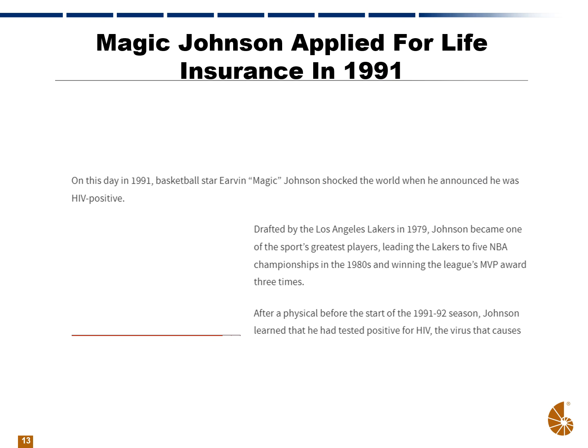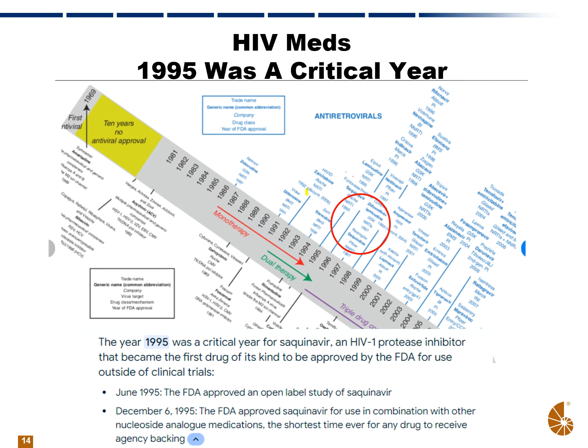Magic Johnson applied for life insurance in 1991. It was found to be positive. It kind of brought attention to the whole HIV era. Luckily, he has survived because medications became available, and he made it through the critical years of the early 1990s when medications were not completely effective.